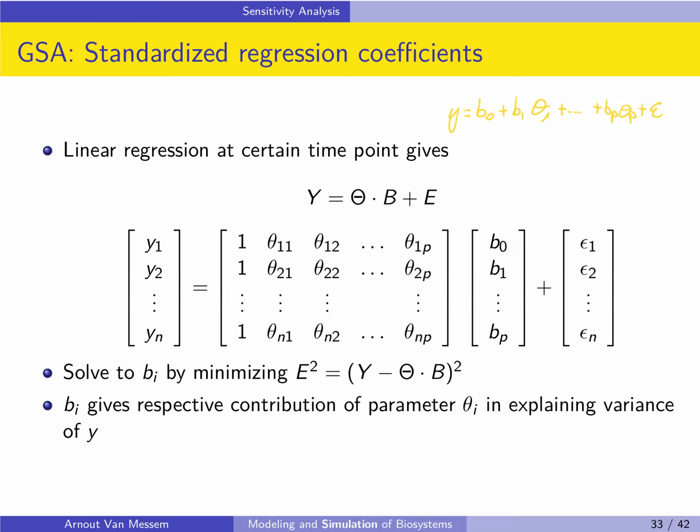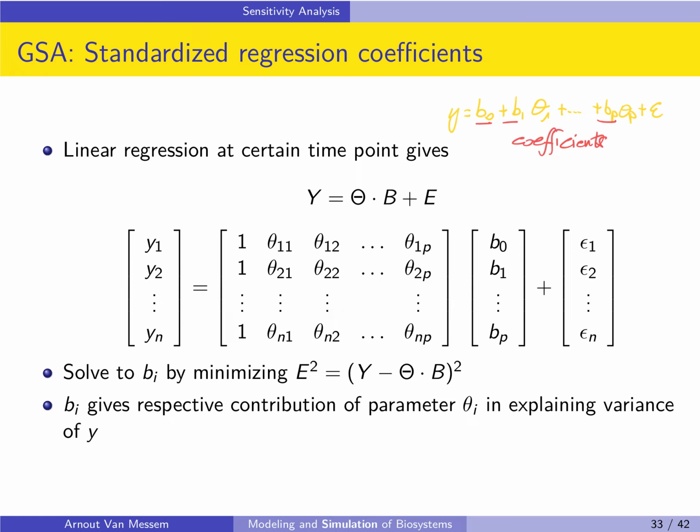The linear model then is y is equal to b0, the intercept, plus b1 times θ1, plus b2 times θ2, and so on up to bp times θp, plus some error term. At the chosen time point, we know θ1 up to θp, so we know the parameter values, and we have to determine b0, b1 up to bp, so we have to find the coefficients for this linear regression.